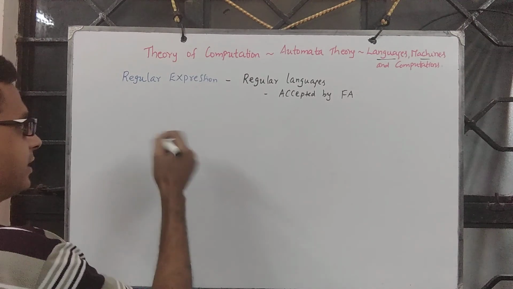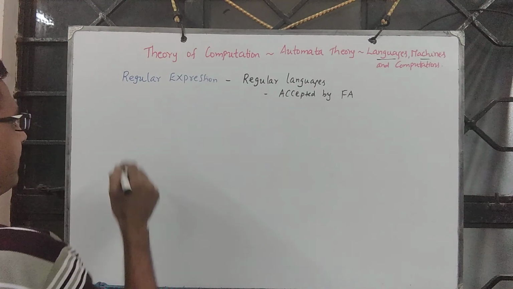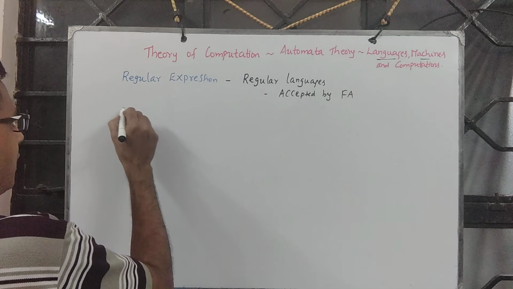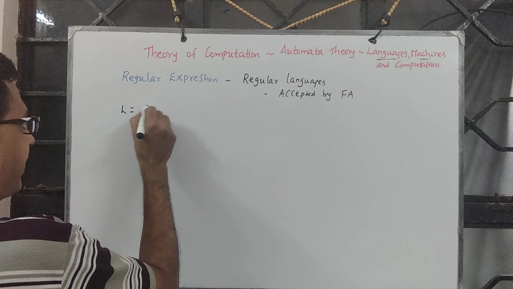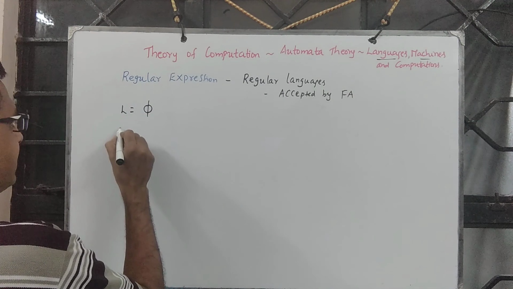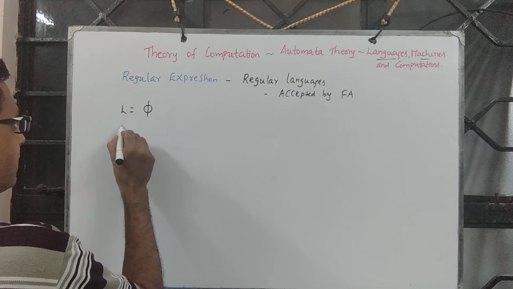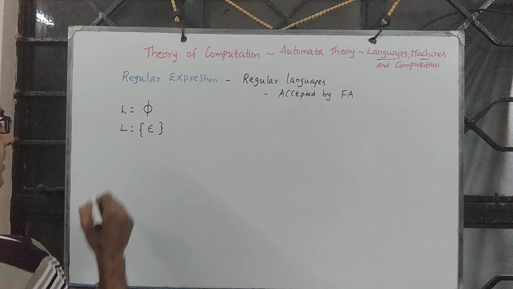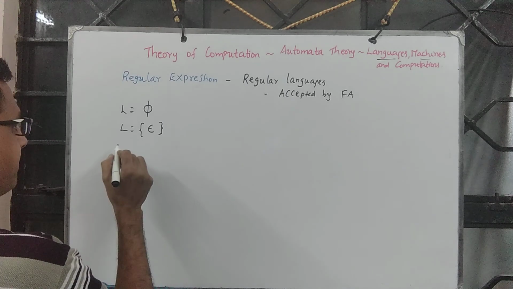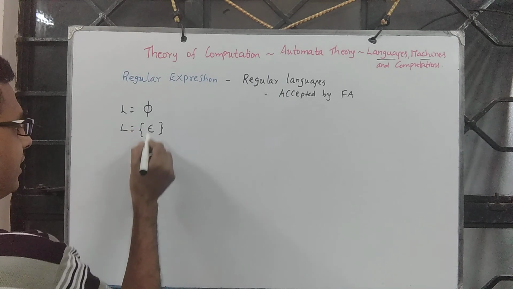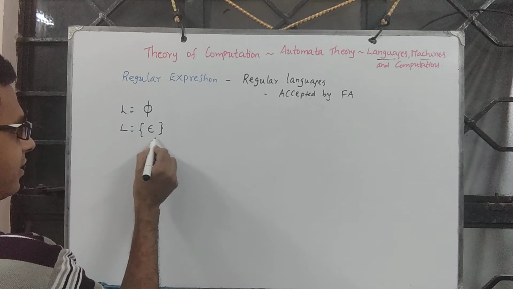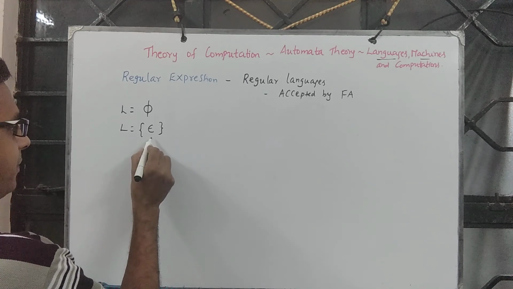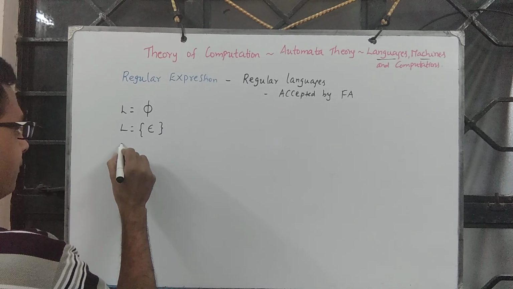Fine. Let's explore a couple of examples. A language can be the empty set, because it is a set of strings. A language may contain simply an empty string, epsilon. This is an empty set. This is not an empty set. It contains one element, namely the empty string.